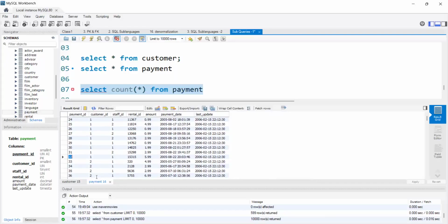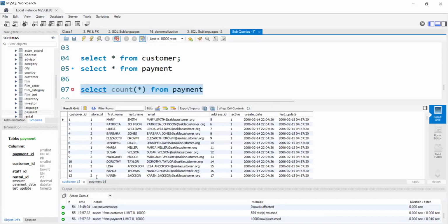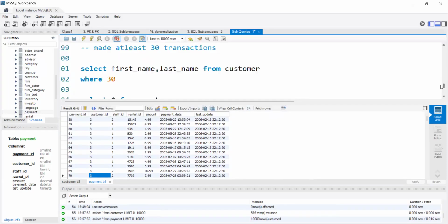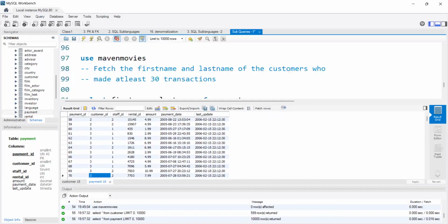Next, I have customer id 2. I have some transactions for customer id 2. Next, I have customer id 3, like that for each and every customer. Each customer in this table made some number of transactions in the payment table, and I have those details. Now, to solve this query, what I need to do here, let's see. Okay.